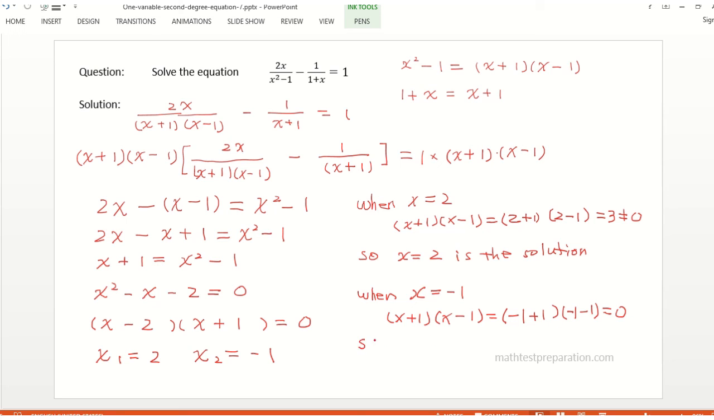So x equals to -1 is not the solution of the given equation. This is an extraneous root. So x equals to 2 is the solution of the given equation.